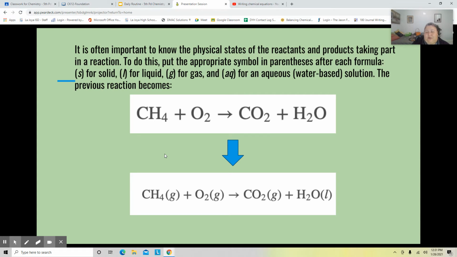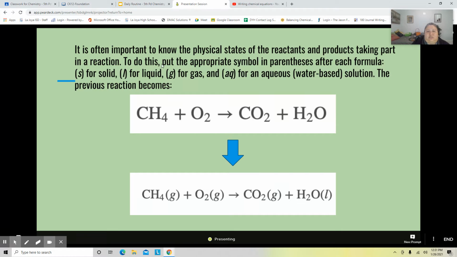Okay, that's very important. To do this, put the appropriate symbol in parentheses after each formula. So remember, if you see an S in parentheses, that just means that the compound is a solid. If you see an L in parentheses, that means the compound is a liquid. If you see a G within parentheses, that means your compound is a gas. And AQ in parentheses means it's an aqueous solution, meaning your substance is dissolved in water.